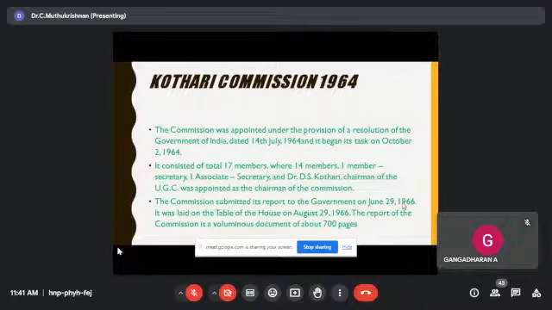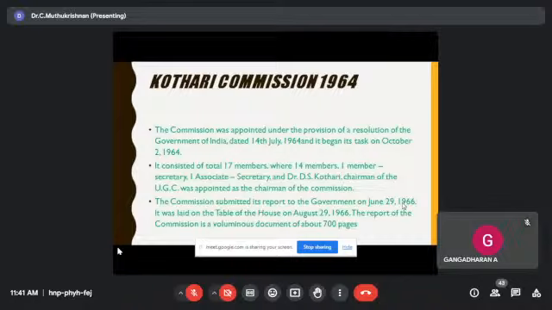Among all the 17 members, there were 14 members, one member secretary, one associate secretary, and the chairman. Who was the chairman? Dr. D.S. Kothari, chairman of the UGC, was appointed as the chairman of the commission. So he has been appointed as the Kothari Education Commission chairman.